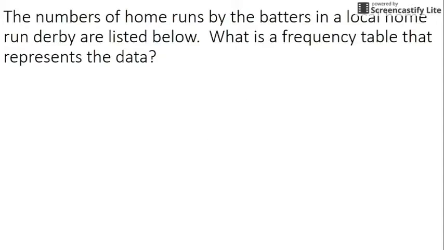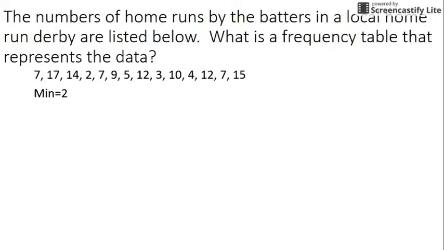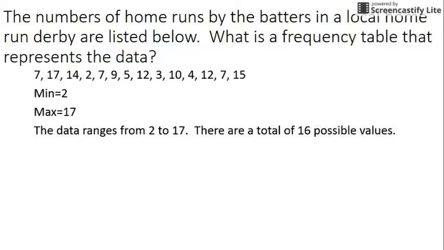Okay, so let's start off with this problem. The numbers of home runs by the batters in a local home run derby are listed below. What is a frequency table that represents the data? To begin with, first thing we want to know is what is the minimum? As we look through those numbers, the minimum is 2. The maximum will be 17. So that means our data ranges from 2 to 17.